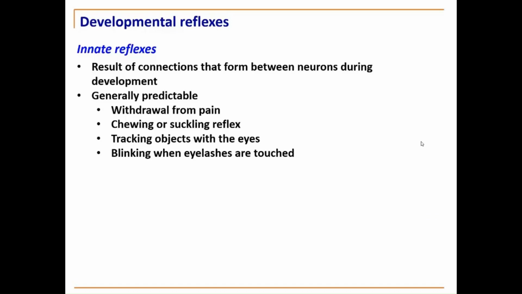So if we're thinking about developmental reflexes, there are some innate reflexes, and these are the result of connections that form between neurons during development. And they're generally predictable. So for example, withdrawal from pain, chewing or suckling reflex, tracking objects with the eyes. Think about it when there's a newborn, the midwife might be trying to get them to follow the eyes. Are the eye movements looking normal? Blinking when eyelashes are touched. There are all these very predictable innate reflexes.